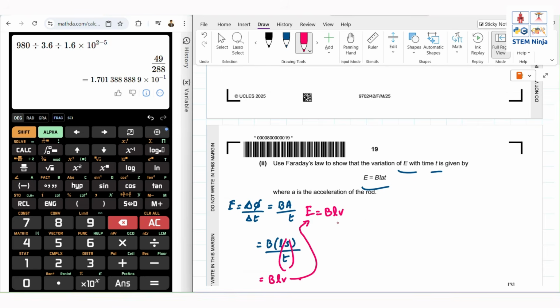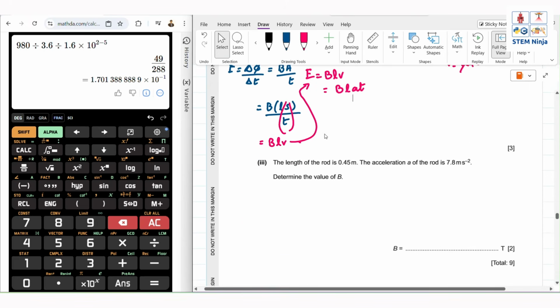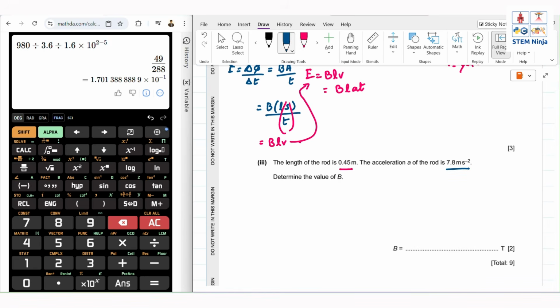Now, since this is accelerating, we have u plus at. U is 0 because it started from 0. So v is equal to at. Therefore, it will become B L a t. That's it, simple. The length of the rod is 0.45 meters. The acceleration of the rod is this. Determine the value of B.